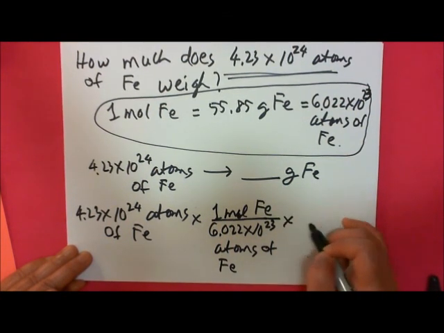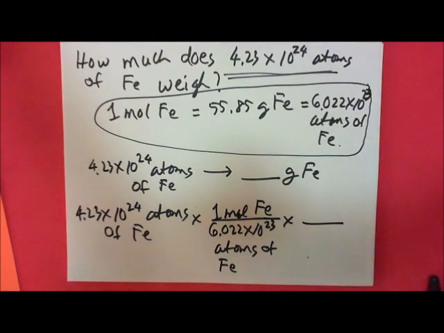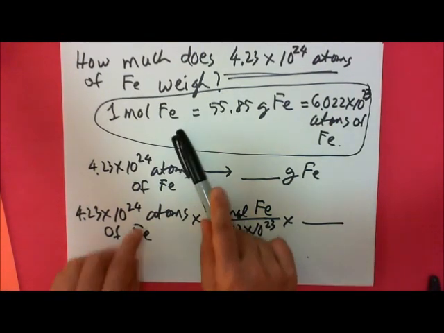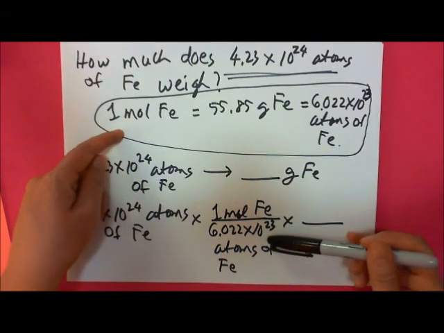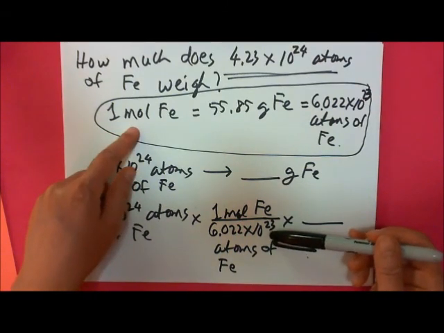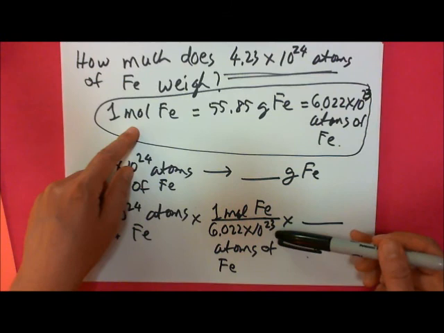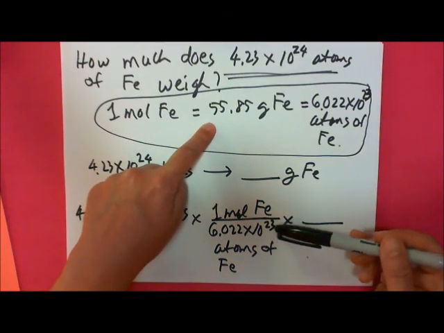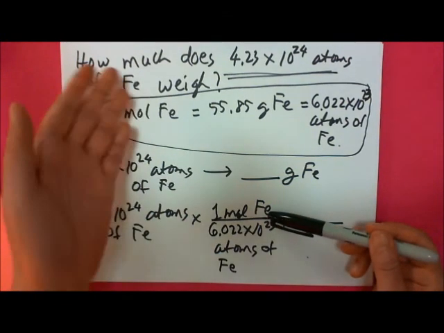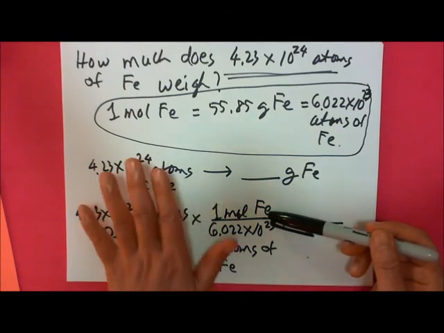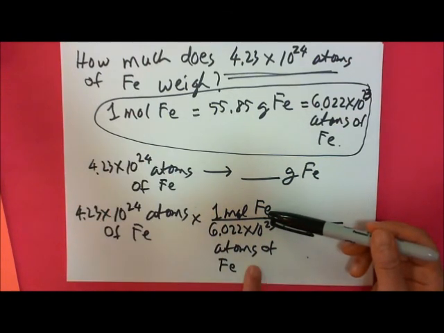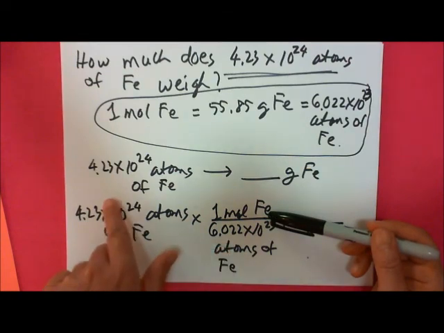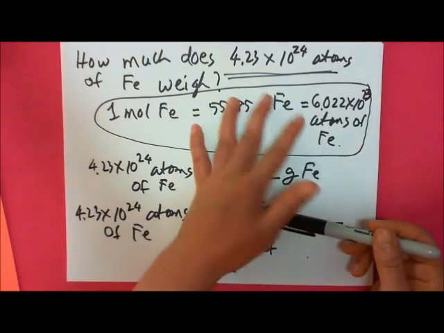And I do understand that when you look at this, you might think to yourself, well, why don't I just, instead of going from atoms to moles, put 6.022 times 10 to the 23rd and then put 55.85 grams on top? And you'd be fine. If you did that, you'd get full credit. Generally, chemists tend to go from atoms to moles and then from moles to grams, and from grams to moles and then from moles to atoms. But if you want to do it that way, that's fine.